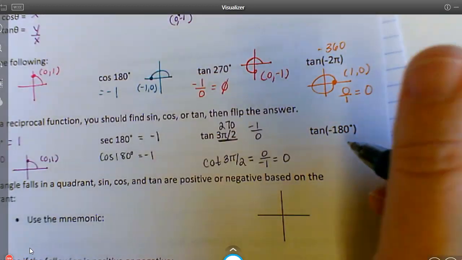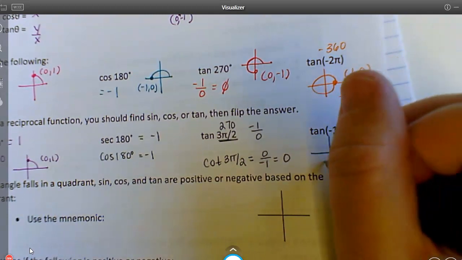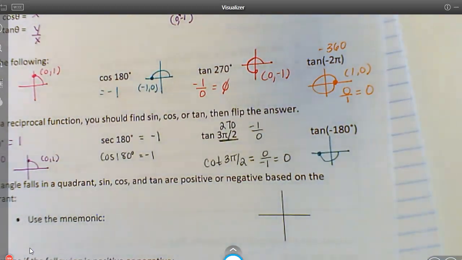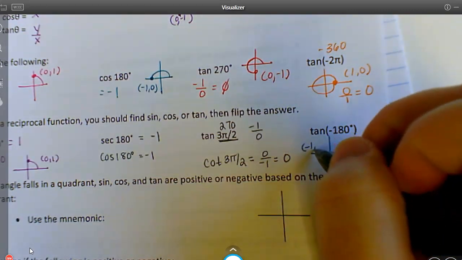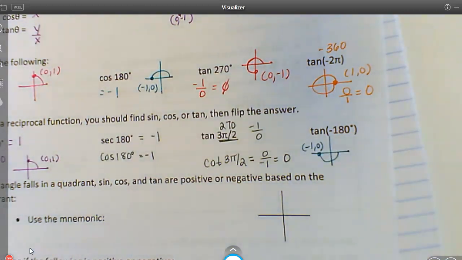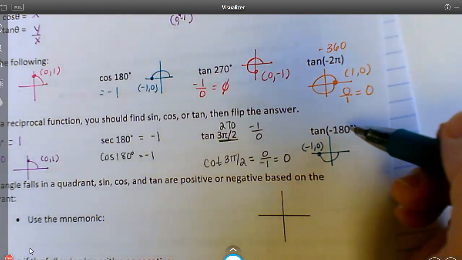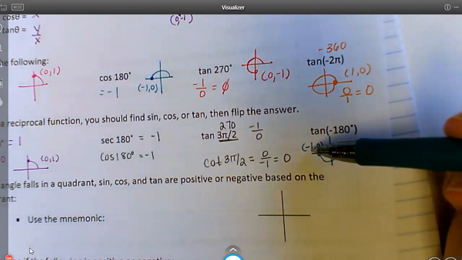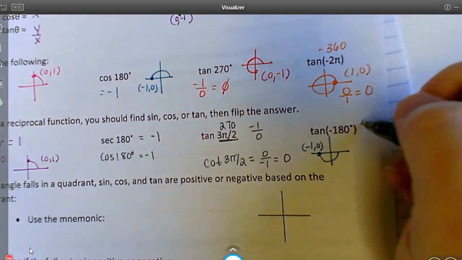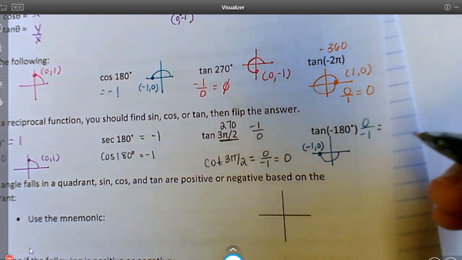Okay, so negative 180 is going to be right there, because it's backwards and you go all the way around. That coordinate is negative 1, 0. Tangent is y over x, so 0 over negative 1. 0 is okay to be on top, so 0 is the answer.